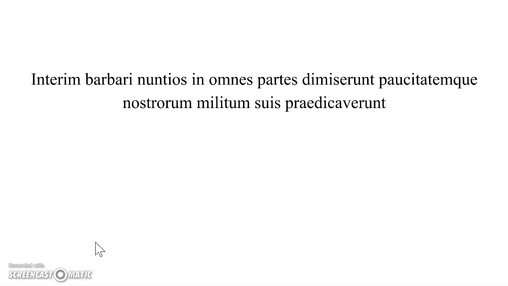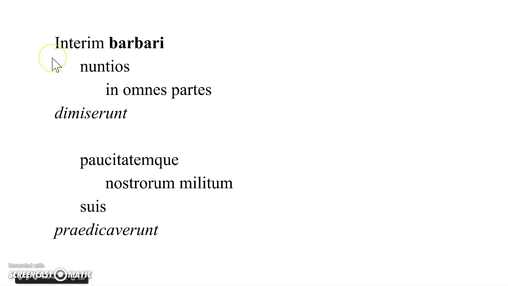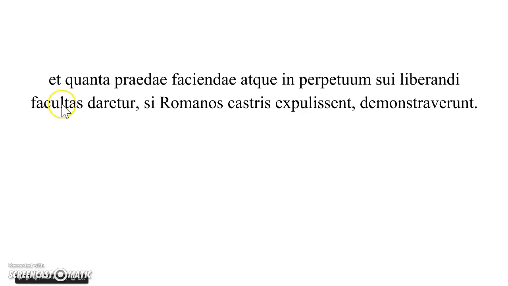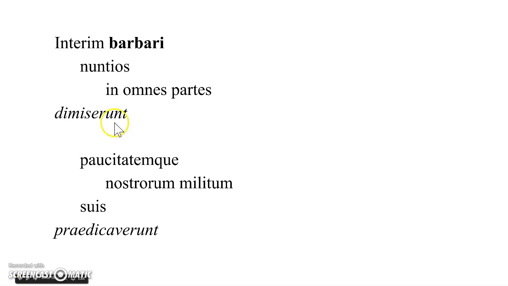Interim barbari nuntios in omnes partes dimiserunt, paucitatemque nostrorum militum suis praedicaverunt. So, meanwhile, the barbarians sent messengers into all parts. And this quae here is translated as both, because you can see the first word in the next phrase is et. So, and both proclaimed to their people the low number of our soldiers, and then you'll see what else they did.